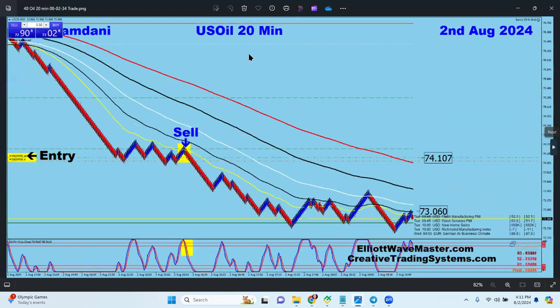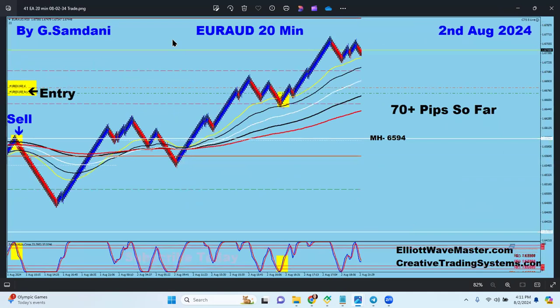And this one is US oil, went down from here to here, from $74 to 73. And last but not least is the Euro Aussie, went up a little bit for 70 pip. So these are the trades taken, almost maybe 35, 36 trades this week, mostly taken by the EA, right?